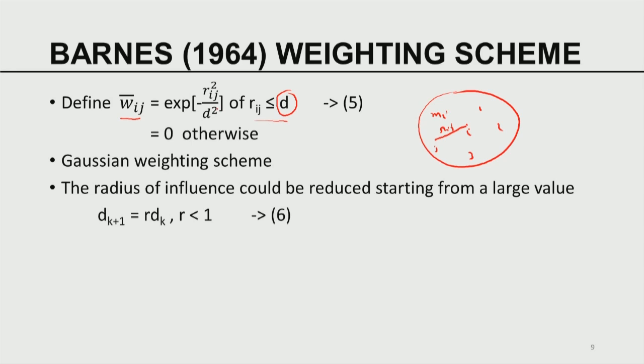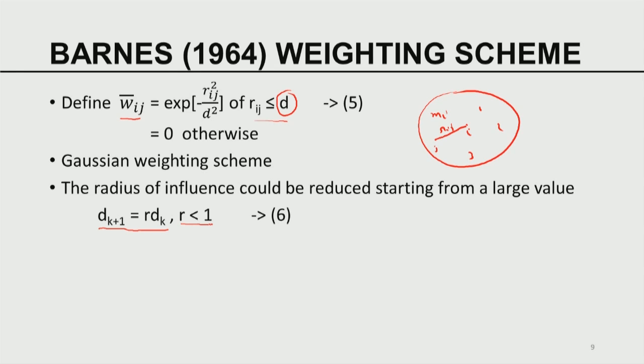So this Gaussian weighting function was used, and he was also a little bit more sophisticated. What did he do? He did not keep the radius fixed. He first started with a larger radius. What does it mean? He wanted to bring in as much influence from as many observations as possible. So if I pick D to be large, a larger number of observations are going to affect the grid point. Then he continuously started shrinking the sphere of influence. And what is the scheme he used to reduce the radius of the sphere of influence? He decided r_{k+1} is R times r_k, where R is less than 1.